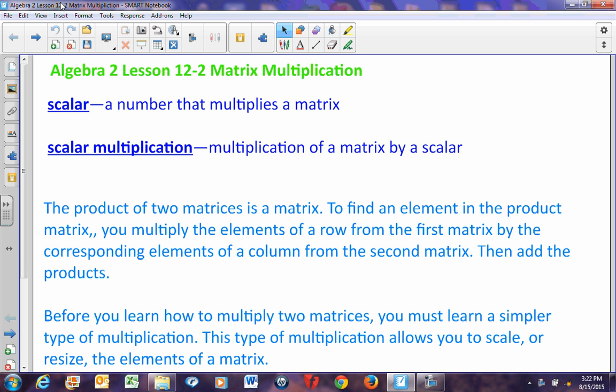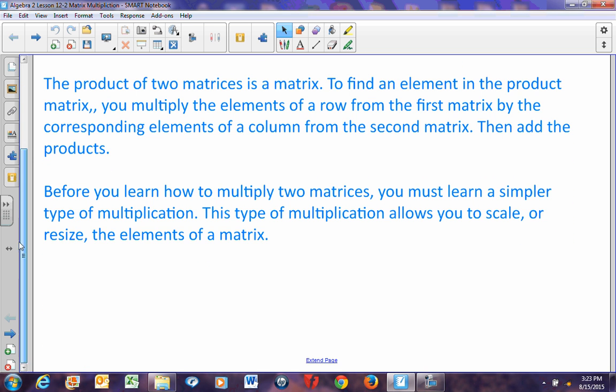The product of two matrices is another matrix. To find an element in the product of a matrix, you multiply the elements of the row from the first matrix by the corresponding elements of the column in the second matrix, and then add the products. That would be matrix multiplication. Matrix multiplication is much more confusing when you first start working with it than scalar multiplication is. Therefore, we're going to start with scalar multiplication because it's important, and then you'll understand how to apply that to matrix multiplication.